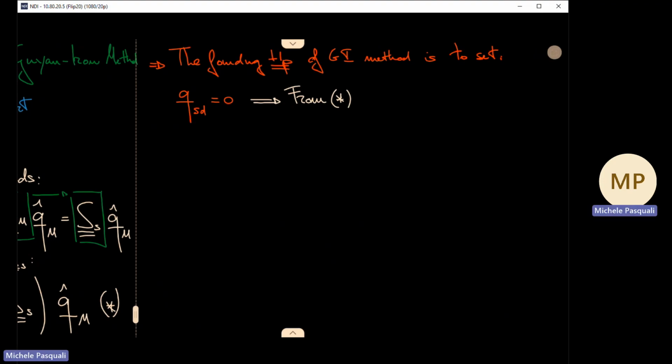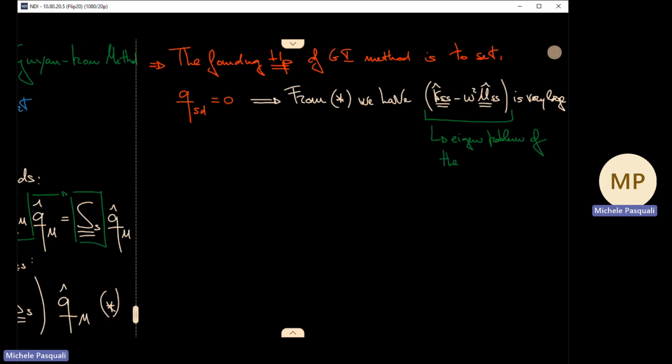you have that KSS minus omega squared MSS is very large. But this, again, is the eigenproblem of the slave part, dynamics of the slave part.